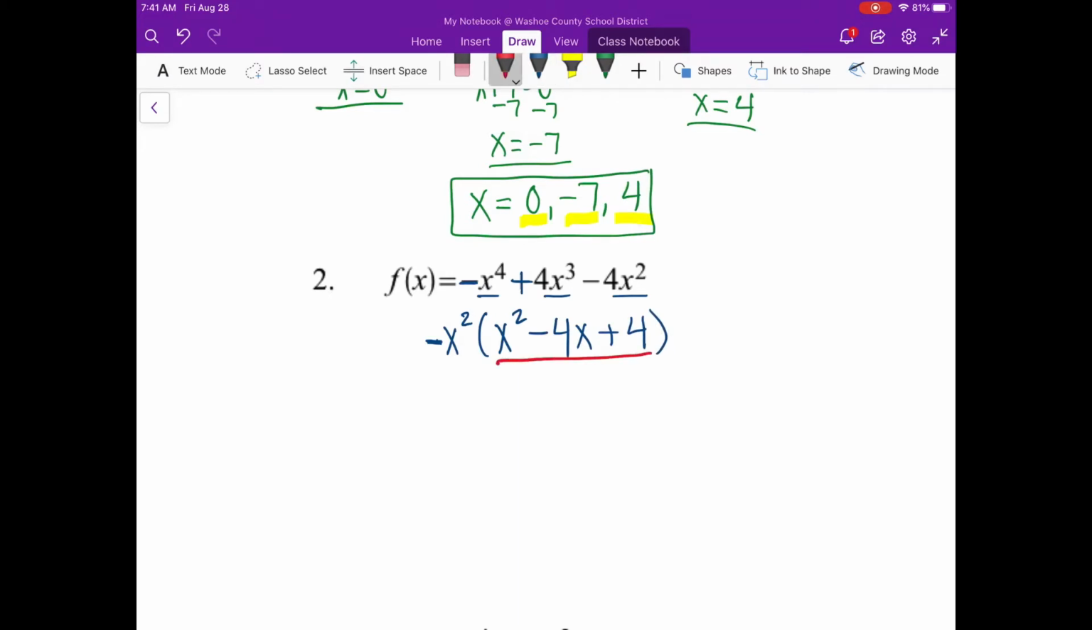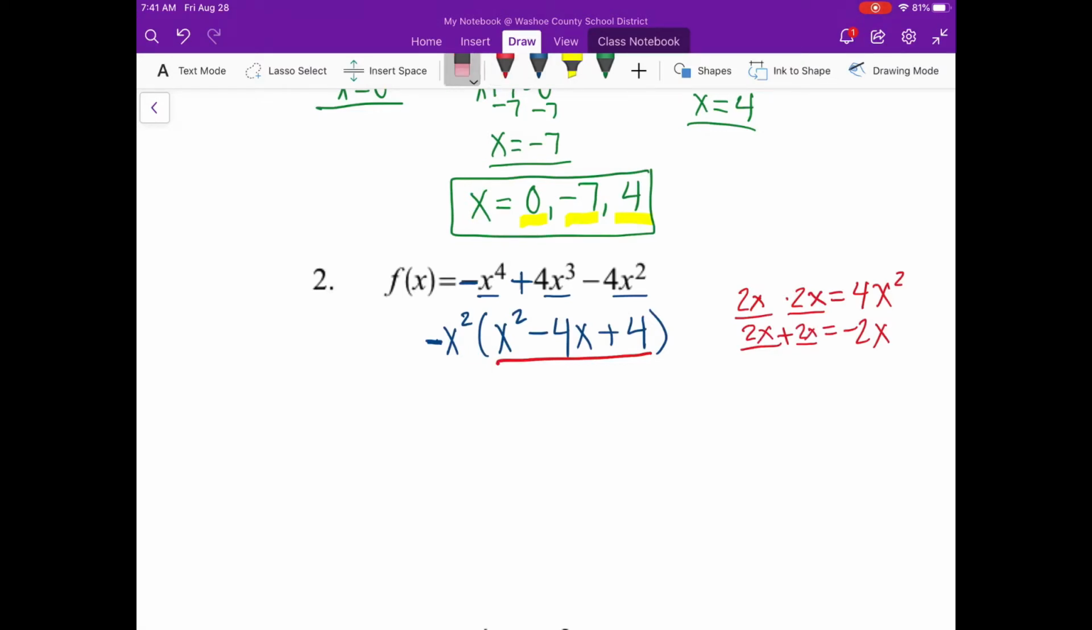So now we have this trinomial, and we're going to factor it a little bit further. So think about what two numbers multiply to give you 4x squared, and also add up to give you negative 2x, okay? So hopefully you're thinking 2x and 2x.